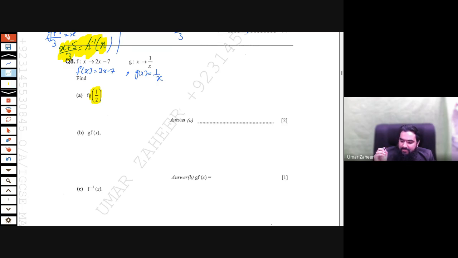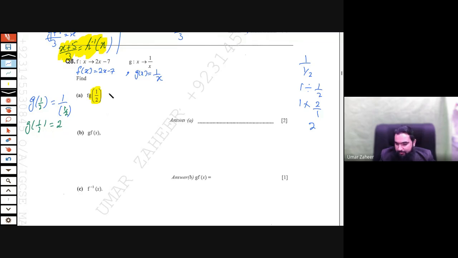So we will find it. We have g of x equal to 1 by x. In place of x, we put 1 by 2. So 1 divided by 1 by 2 is equal to 2. You can do it here: 1 divided by 1 by 2. Change division to multiplication, it will be 2 by 1. So g of 1 by 2 is equal to 2.